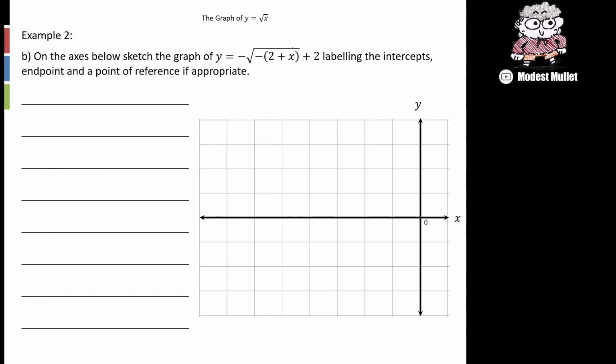Here, the negative sign's already been taken out, which is going to make it a little bit easier, but you'll still want to change the order of the x and the 2 just to get used to reading your h and k values. But I'm going to leave this one as an exercise for you to graph.